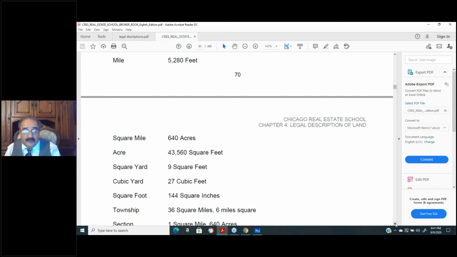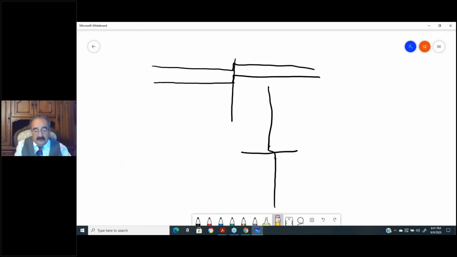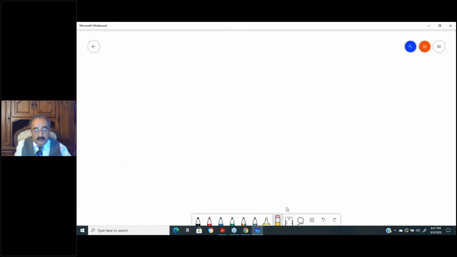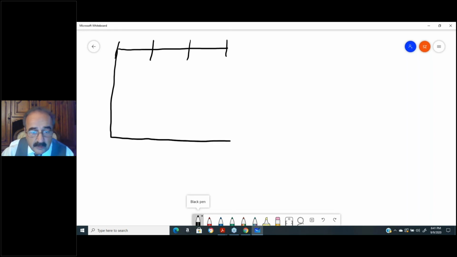Now, a yard is 3 feet long. A square yard is 3 feet by 3 feet. I'm going to give you, let me explain something. Then I'm going to give you a question on a state exam that every single one of you will see this one particular question. So, first of all, a yard is 3 feet long. This is a yard. 1, 2, 3 feet. A square yard is 3 feet by 3 feet.